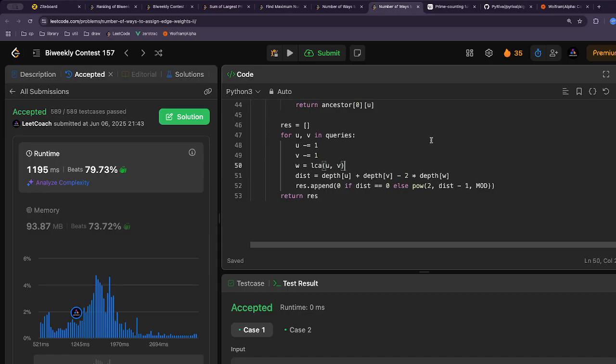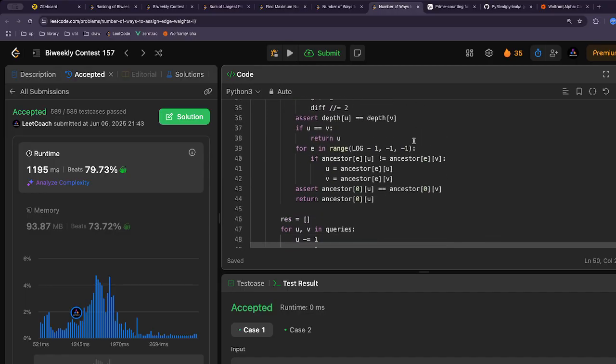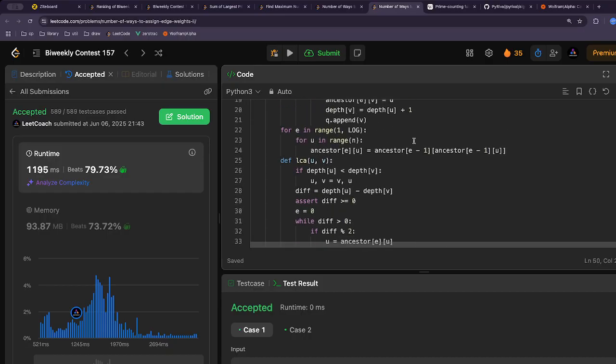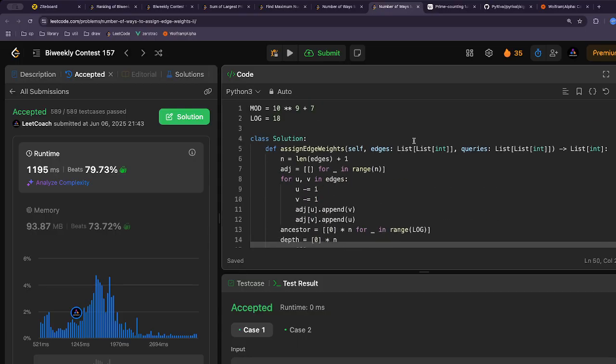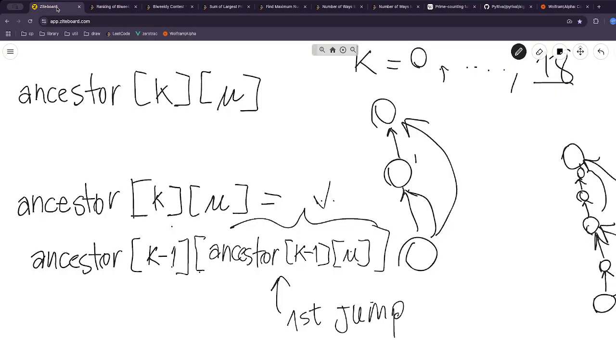Pretty cool that you wrote the LCA from scratch. Yeah, thank you. Once you understand this and think through the idea, it's pretty simple.